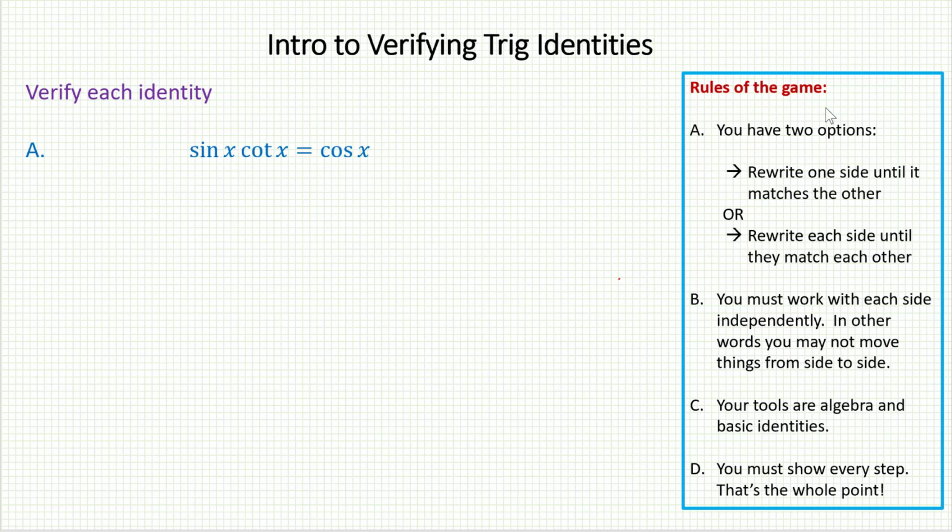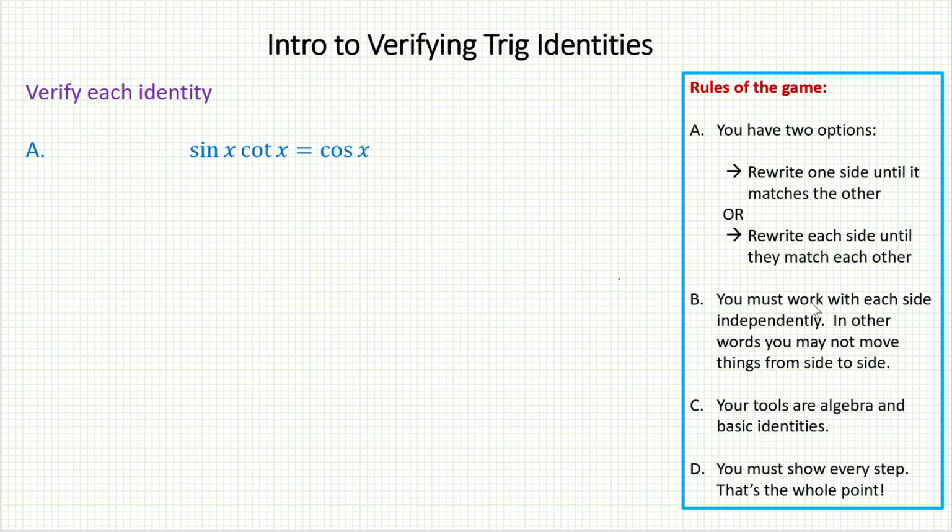Let's talk about how we're going to go about doing this. First, in terms of strategy, you have two options, and only two options. You can rewrite one of the sides of the equation until it matches the other, or you can rewrite each side until they match each other.